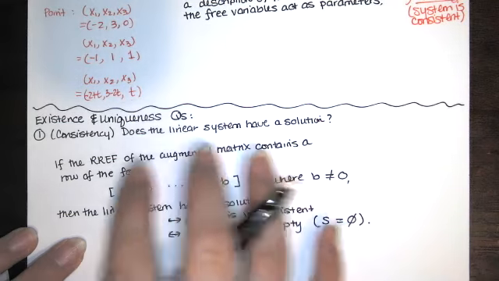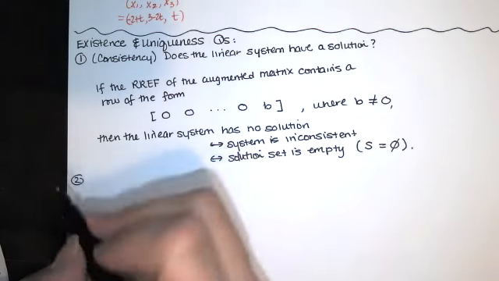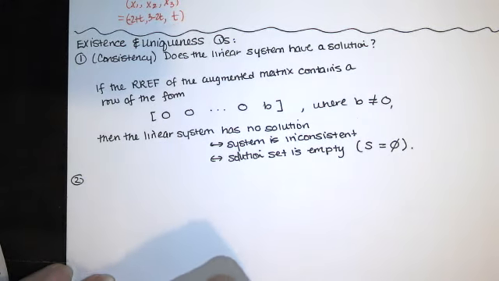Now, if we are in a case where we have consistency, if you're trying to decide whether you have a single solution or infinitely many solutions, that depends on the number of free variables.